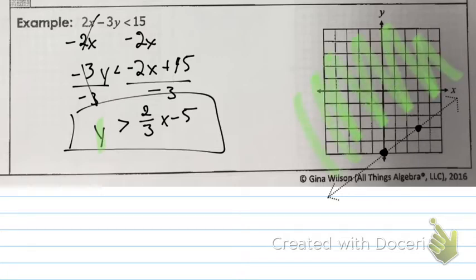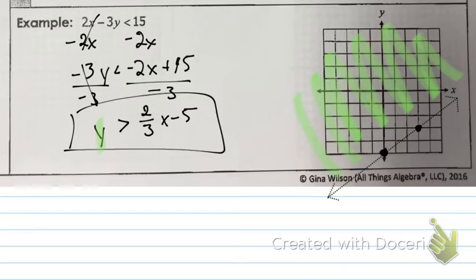Okay? The other method that always works is picking any point. And as long as your point's not on the line, it's never a wasted test. Because if it works, you shade that side. If it doesn't work, you shade the other side. Because every point's either going to work or not work.